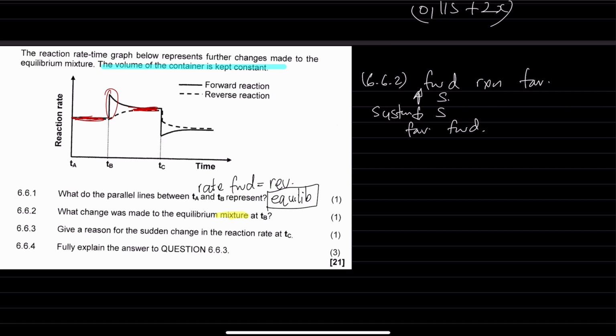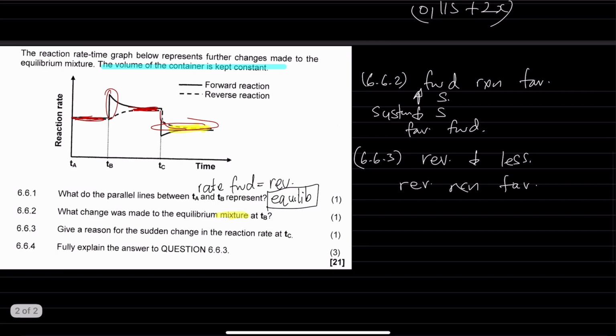Okay? Question 6.6.3. Give a reason for the sudden change in the reaction rate at TC. So what we can see here at TC, both rates decreased, but one decreased less. So if I'm looking at it, I can see that the reverse reaction decreased less. Now what does that mean? So reverse decreased less. That means that the reverse reaction was favored.